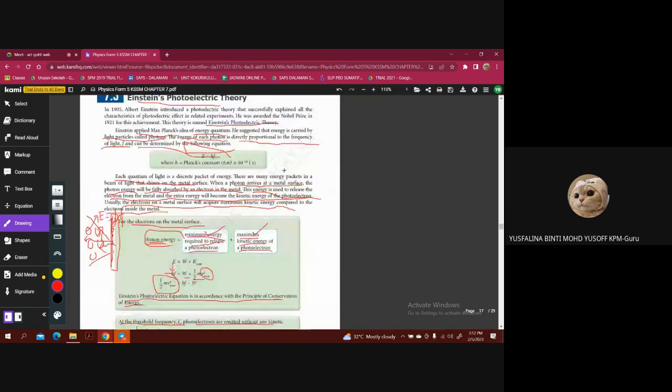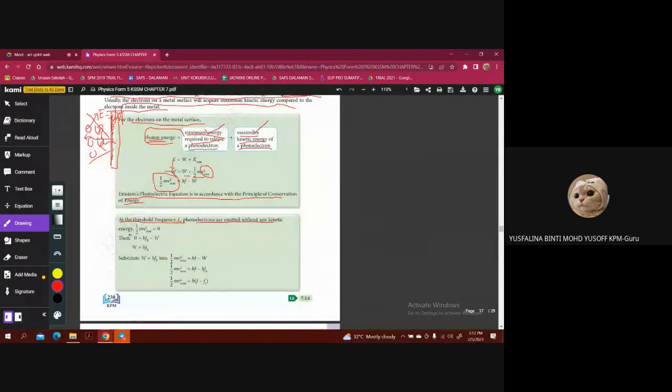So half m v squared is equal to 0 because there is no kinetic energy. Then 0 is equal to hf0, which is the threshold frequency, minus W. So W is equal to hf0. Then after that, substitute W equals hf0 into the W here.